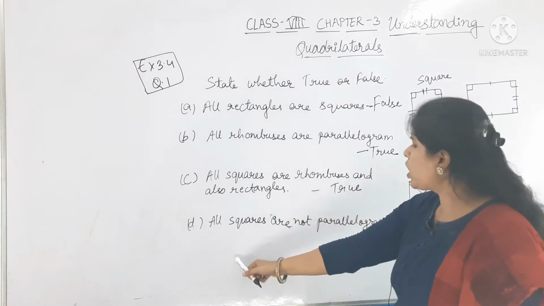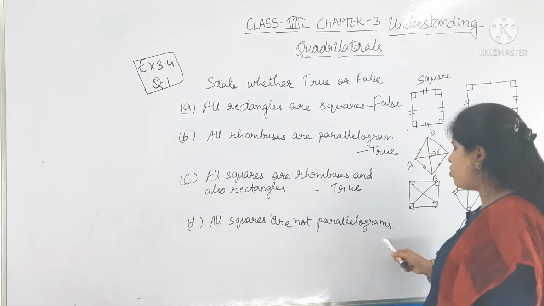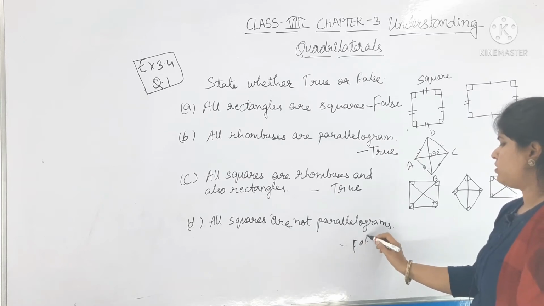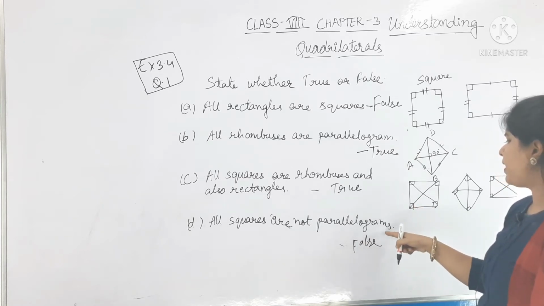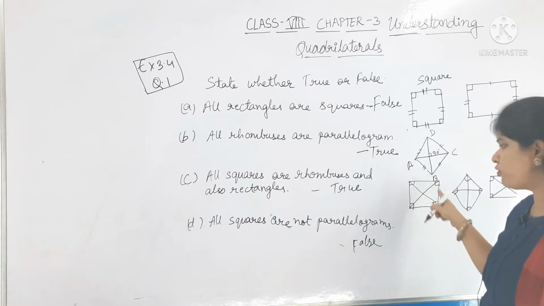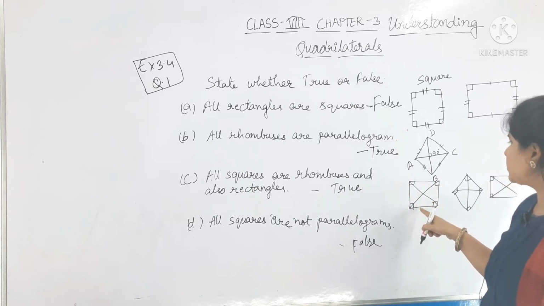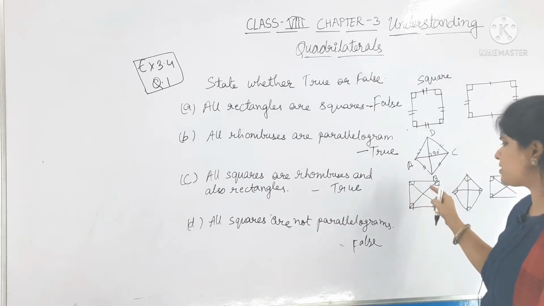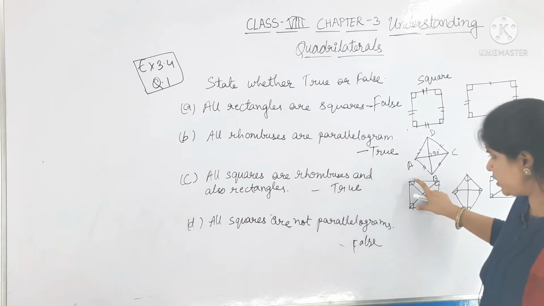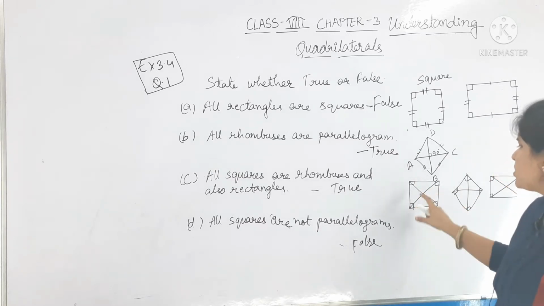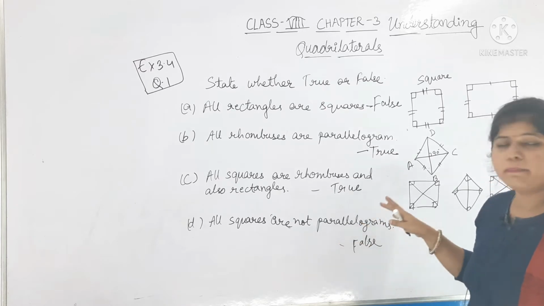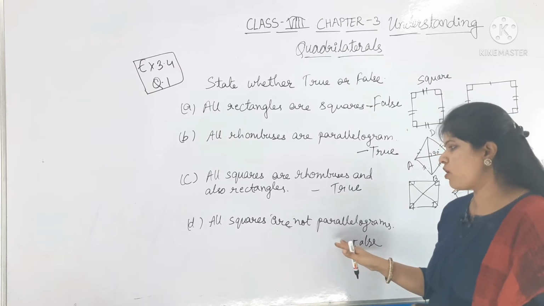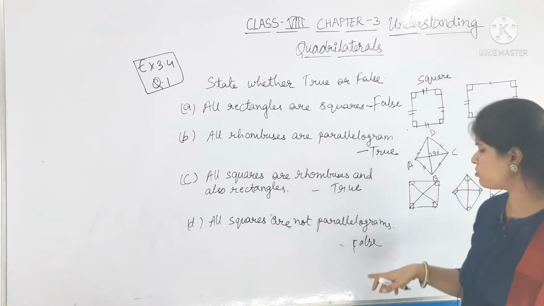Now come to the D part. All squares are not parallelograms. This statement is false. As we see that in a parallelogram opposite sides are equal, so all four sides are equal here. And the sum of adjacent angles is 180 degrees. Here all angles are 90 degrees, meaning 90 plus 90 is 180 degrees. You can see these adjacent angles. So this follows the properties of a parallelogram. So all squares are parallelograms. Here it is written not parallelogram, so it is false.